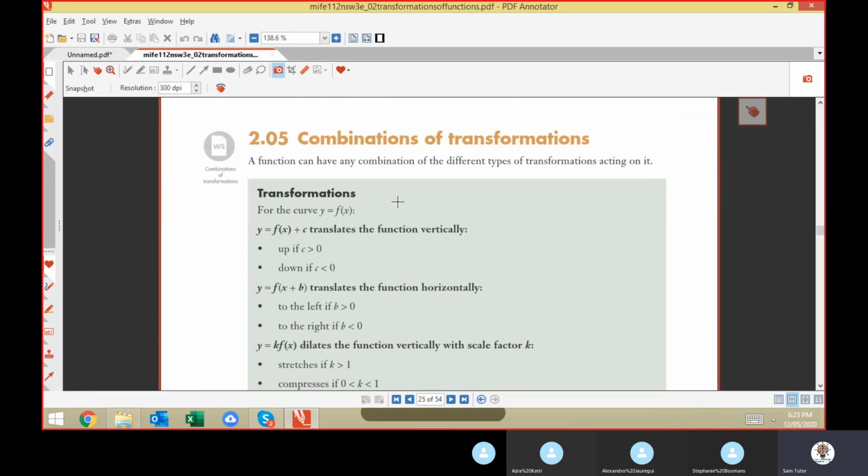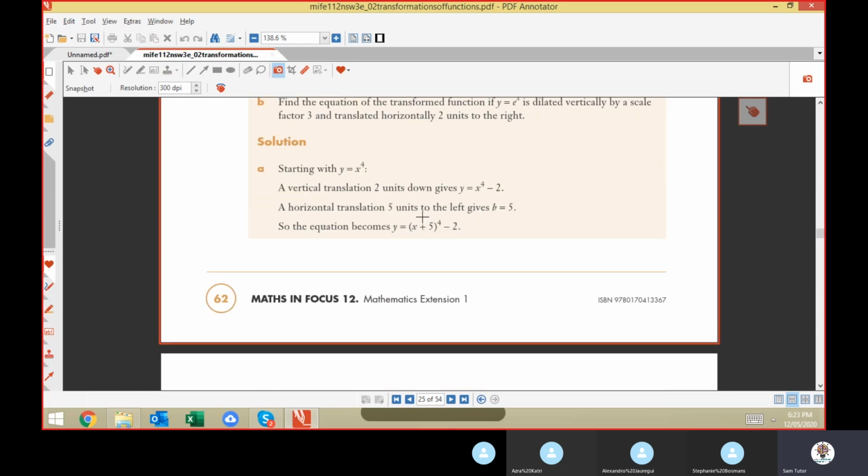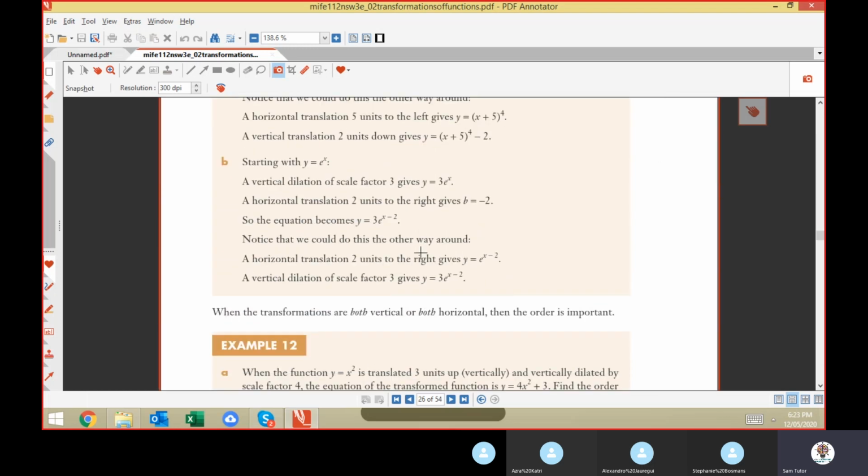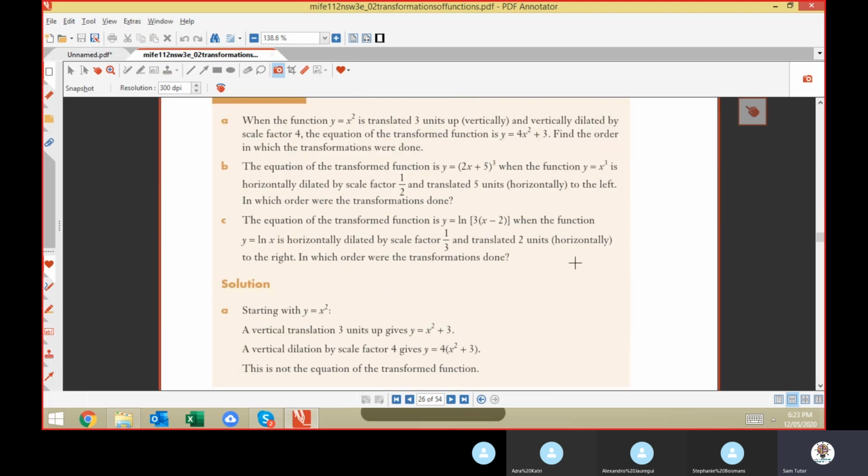I'm happy with that. Combinations of transformations. There's really no dramas here. Do one bit at a time. We should be pretty good with this. So let's have a look at some examples.